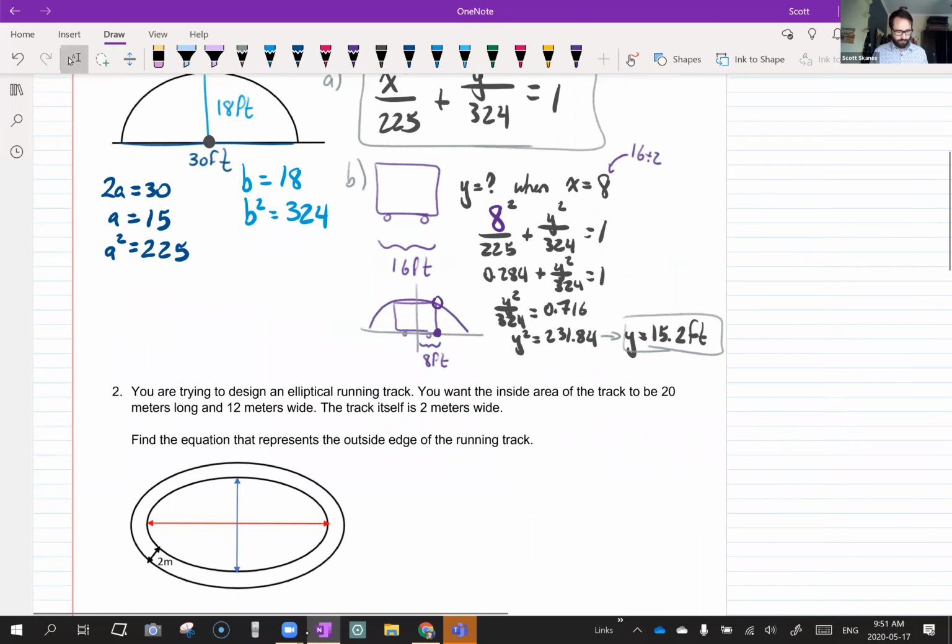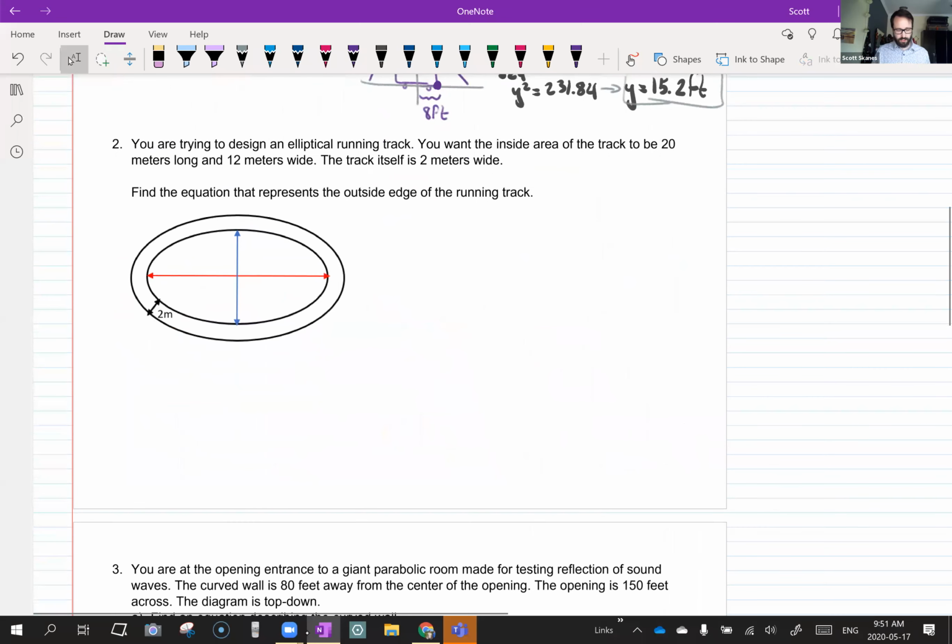All right, let's do a similar but different one. This one's actually a little shorter, just a little different. You're trying to design an elliptical running track. You want the inside area of the track to be 20 meters long. And let me label this. You want this to be 20 meters long, and you want it to be 12 meters wide. So this is 12 meters in width. I know usually width is this way and length, you know, just the longer one is the length. The track itself is 2 meters wide, so that's important.